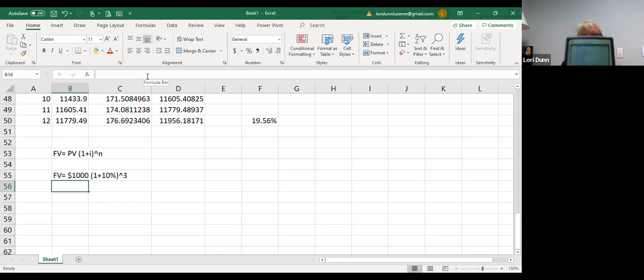Now I have my cursor blinking next to the FV, because that's what I want to solve for. You just don't hit enter here. To solve on a financial calculator, I have to hit a green button. It's called alpha on my calculator, and then enter. So alpha, enter, and you'll see in future value, it says minus 1331. So it's very easy to get your answer that way, as long as you put your variables correctly in your calculator.